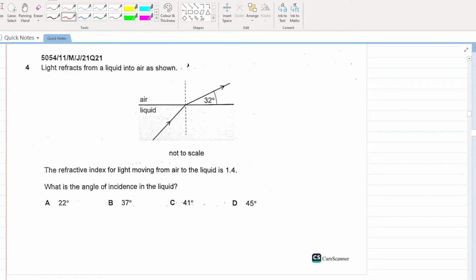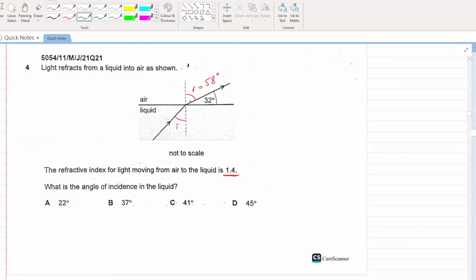The refractive index for light moving from air to liquid is 1.4. What is the angle of incidence in the liquid? We have to calculate this value I. Can I calculate the angle of refraction? Yes. This angle of refraction will be equal to 58 degrees. How did I know that?